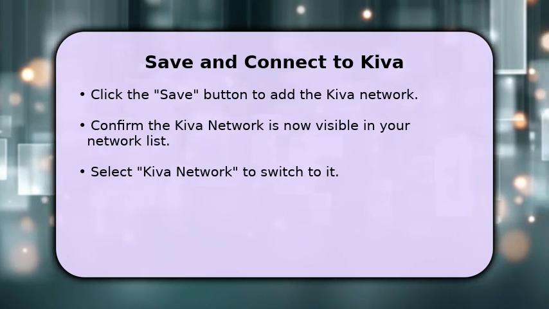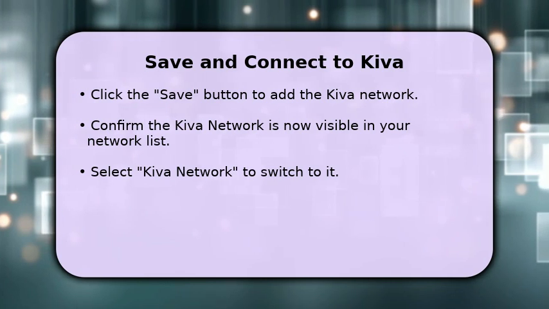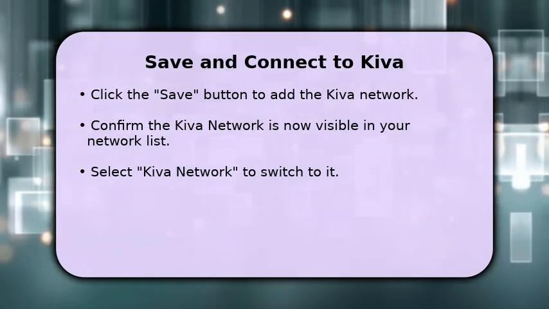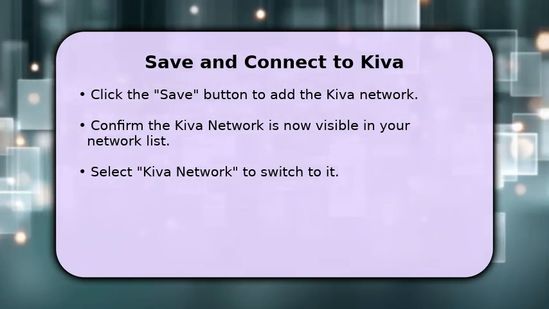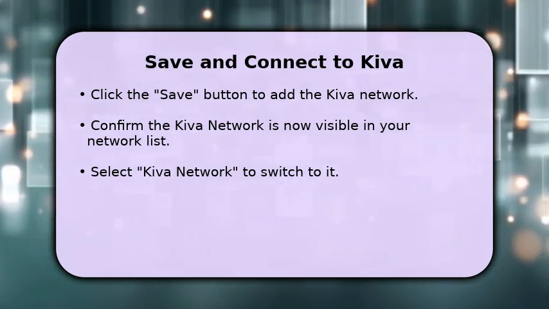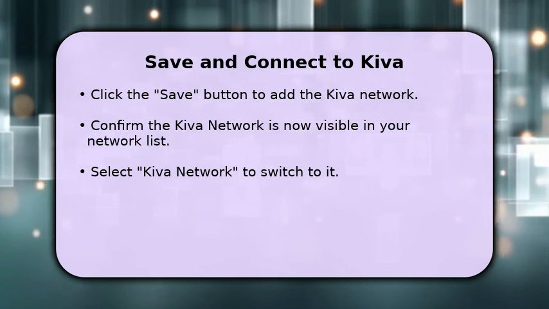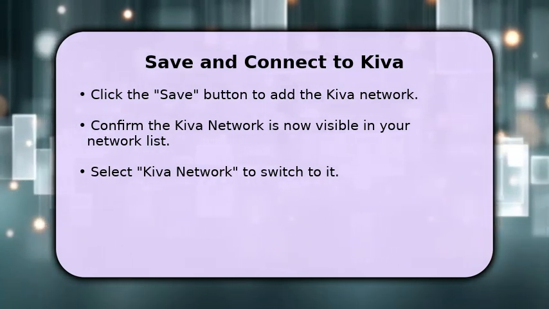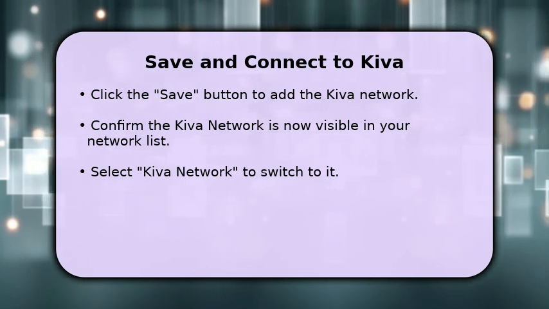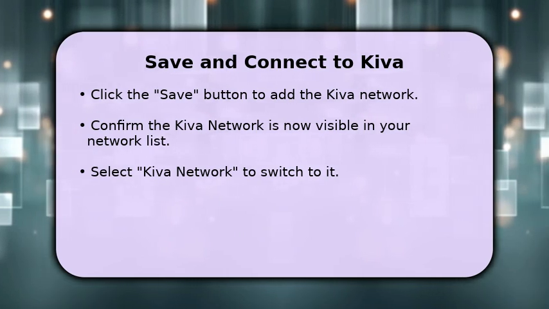Once all the Kiva network details are correctly entered, click the Save button to finalize the addition. You should then see Kiva Network appear in your list of available networks. To connect, simply select Kiva Network from the drop-down menu. Your MetaMask wallet is now successfully connected to the Kiva network, allowing you to interact with Kiva-based decentralized applications and assets. Congratulations on completing the setup.